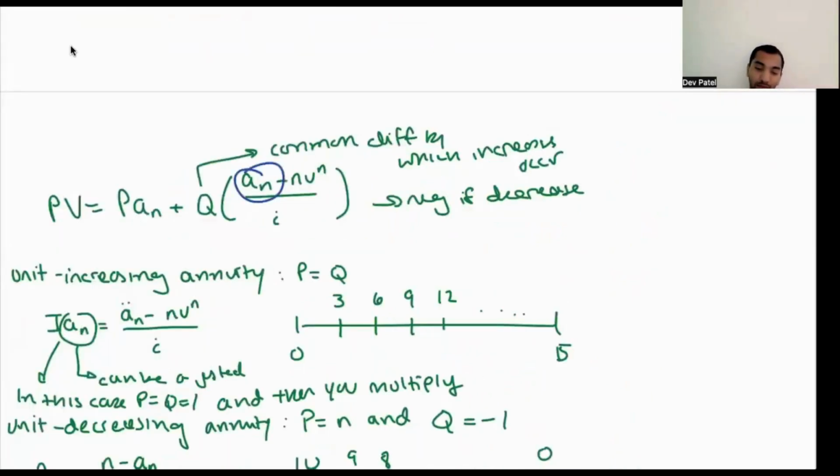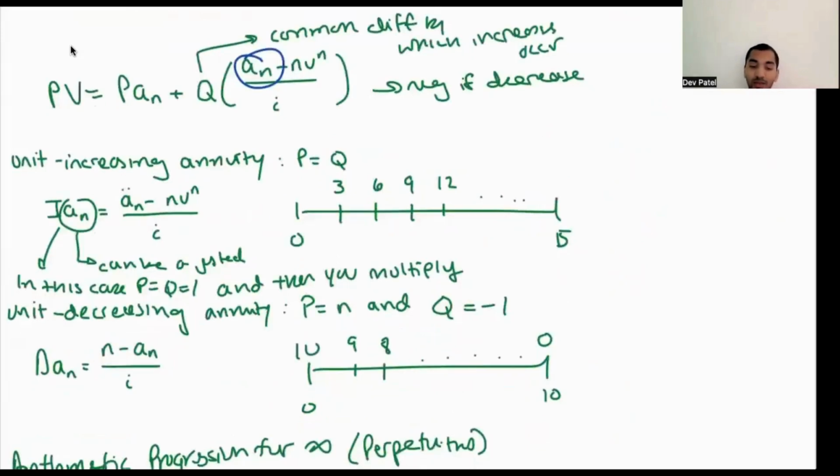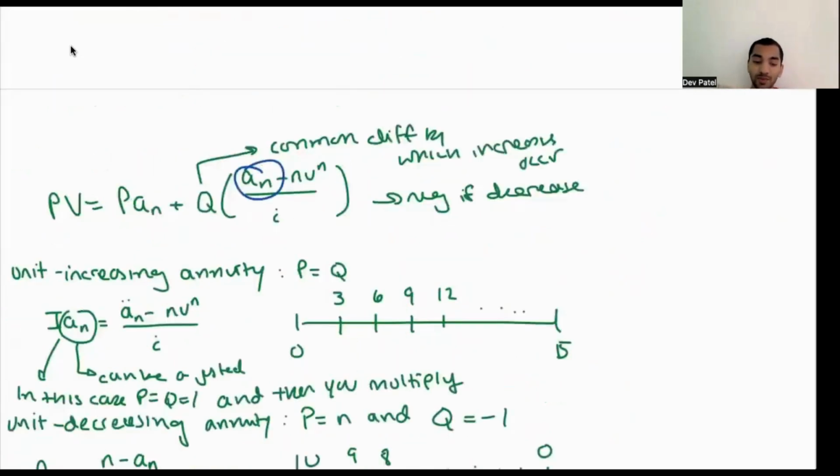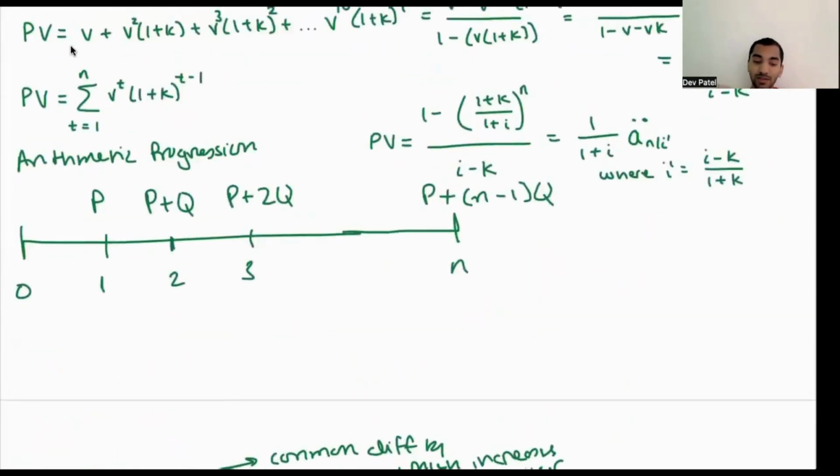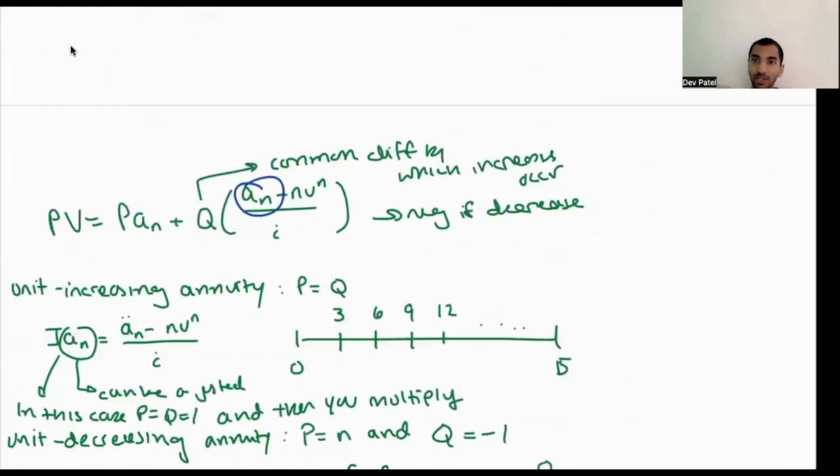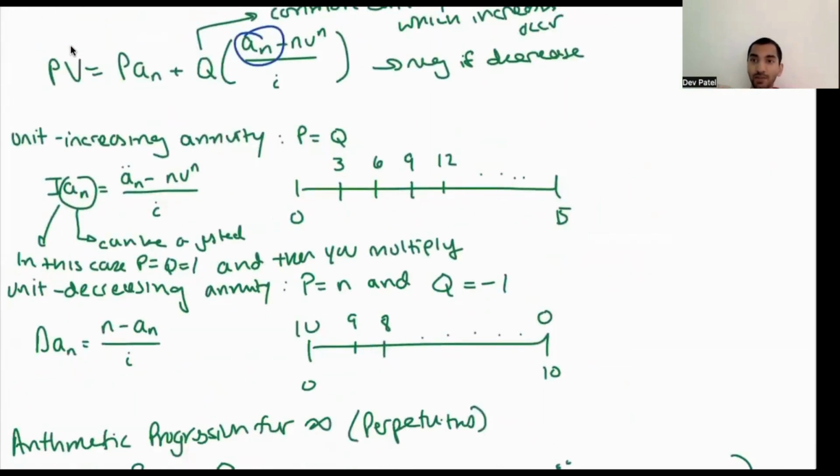Okay, and then unit increasing annuity. If our annuity is increasing by a constant amount, the difference between a unit increasing annuity and an increasing annuity in general is the amount by which it's increasing. If the first payment is the common difference, that's what we call a unit increasing annuity. For example, 1, 2, 3 is increasing by 1, and the first payment is also 1. If you have 3, 6, 9, 12, the difference is 3 and the first payment is also 3. So when the difference is equal to the first payment, that's a unit increasing annuity.